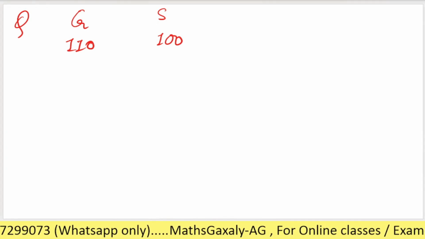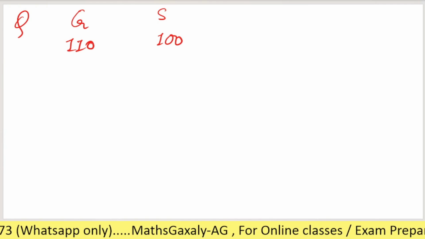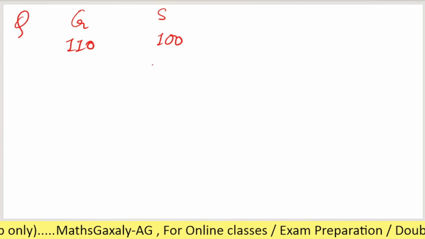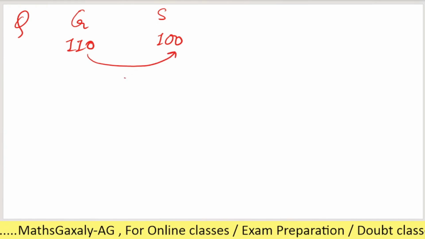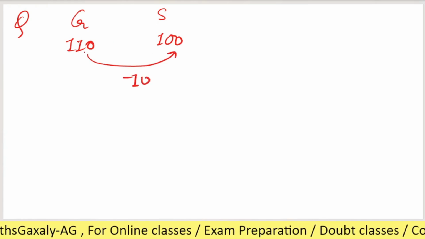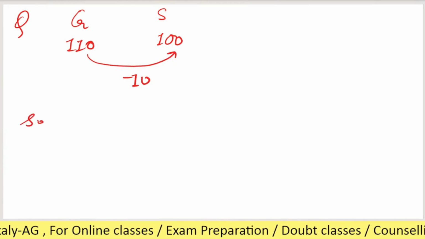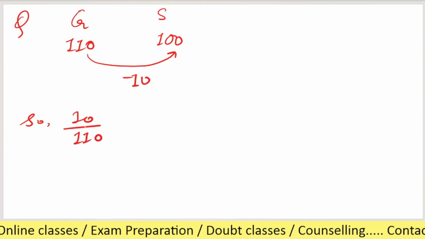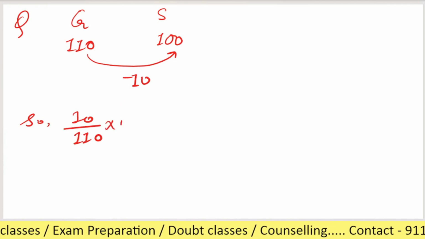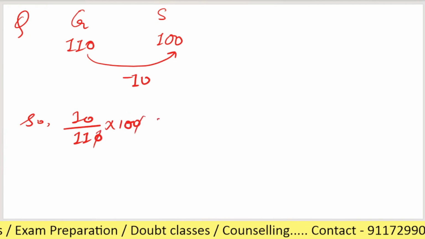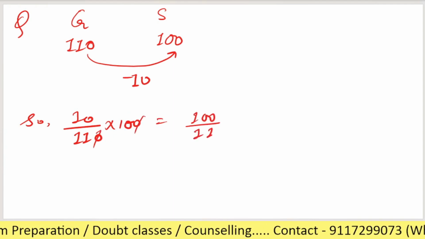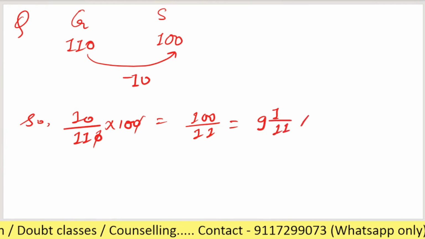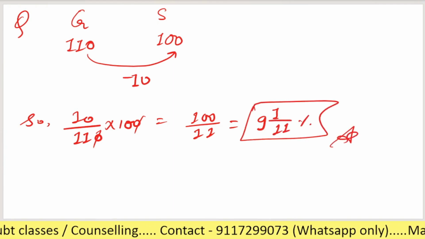Okay. As here we have to compare Seema's height with Gautam's height, as you can see here, it is 10 less, right? When we compare with Gautam, it is 10 less. So the percentage will be 10 divided by, we are comparing with Gautam, so the original value will be 110. Multiply by 100, this 0 cancels. It will be 100 by 11, so it will be 9 1/11%. That's all. This will be the answer.